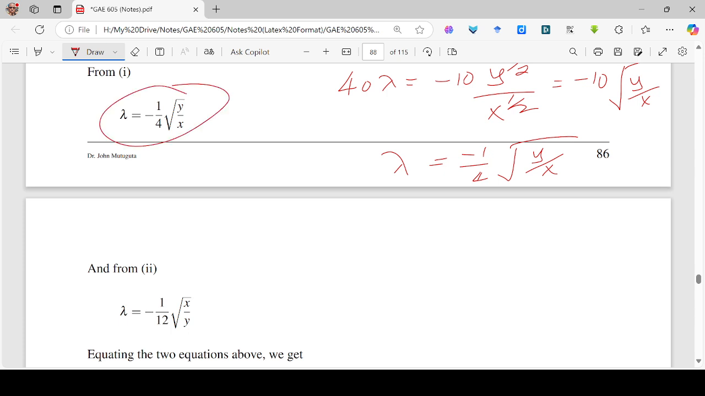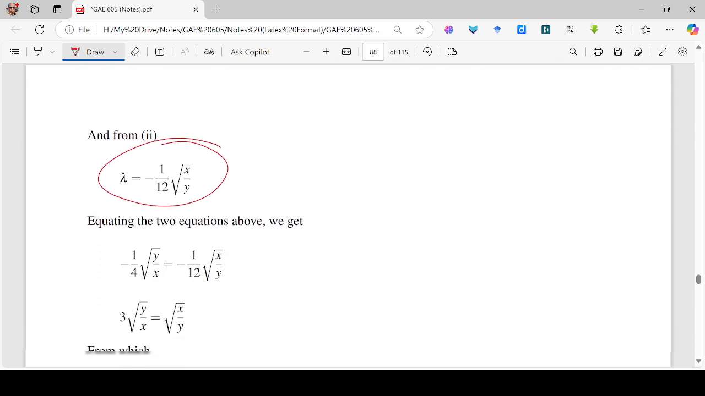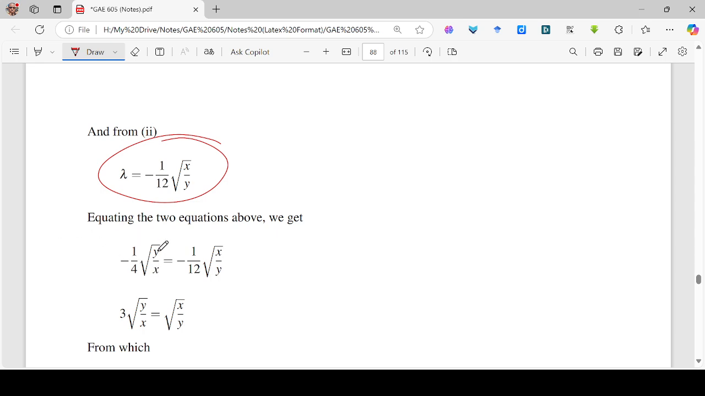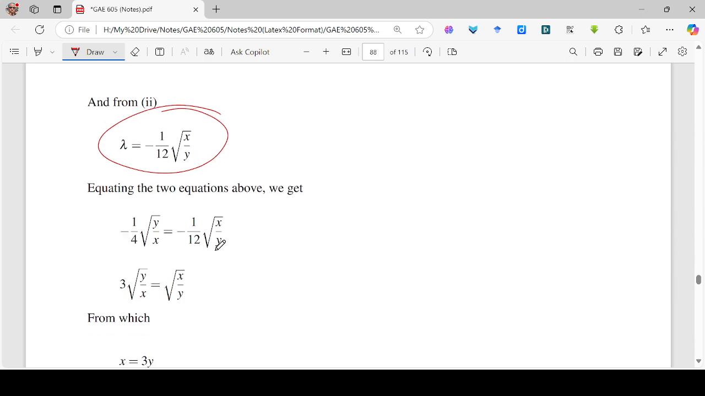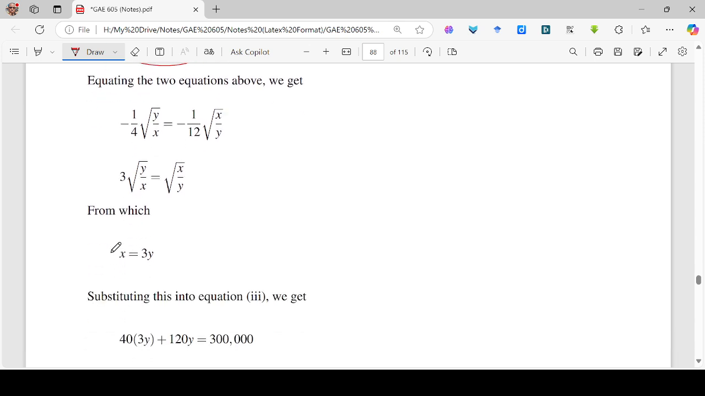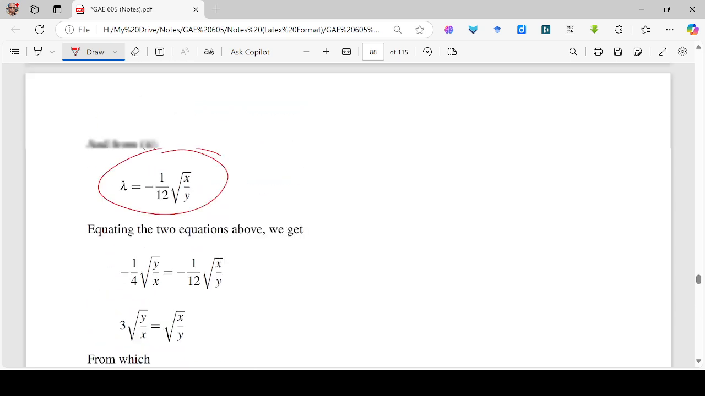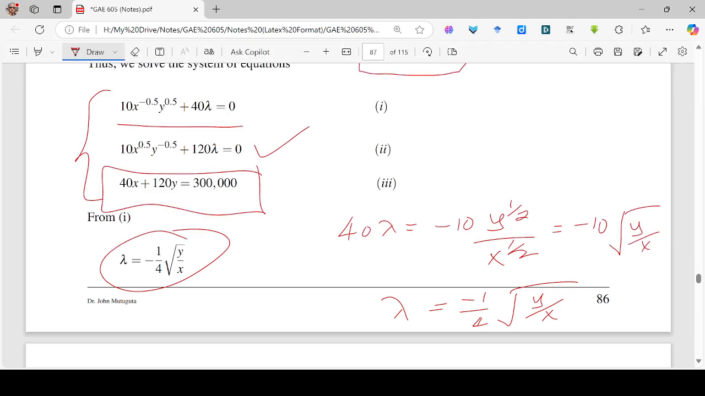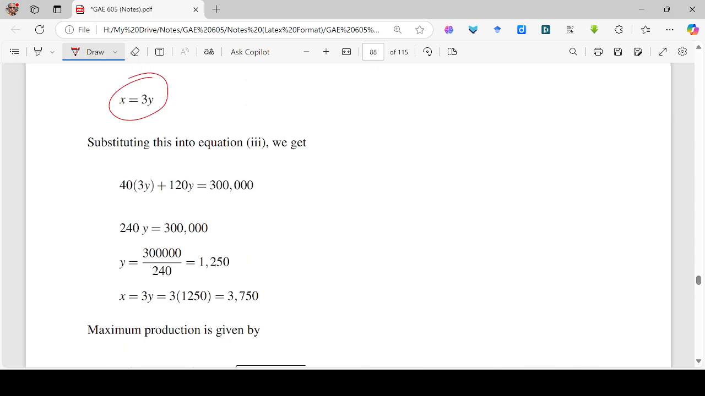So if we now equate this and this, we can get minus 1 over 4 root y over x is minus 1 over 12 root x over y, which we simplify. See that we can multiply through by minus 12 to get this. Then if we square both sides and simplify, we can get x is equal to 3y. So once we have that, we substitute into the third equation, x is equal to 3y, so that we get an equation in y only, and then we solve to get the value of y is 1250, and then x is 3y, so we substitute, we get that.